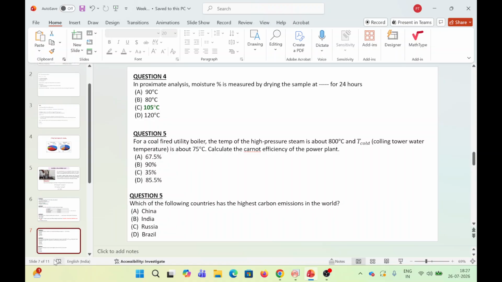So moving to question 5. This is question 6. For a coal-fired utility boiler, the temperature of the high-pressure steam is about 800 degrees Celsius. T cold, that is your cooling tower water temperature, is about 75. Calculate the Carnot efficiency of the power plant.